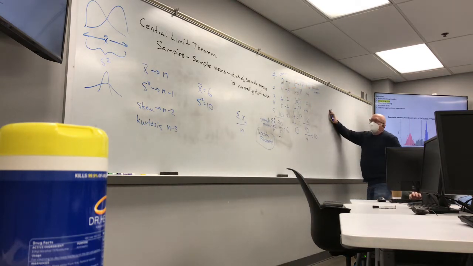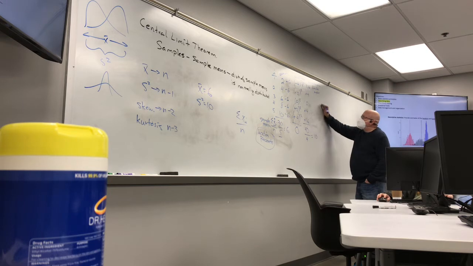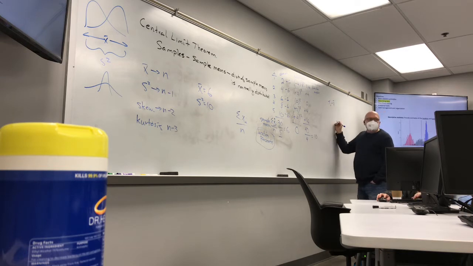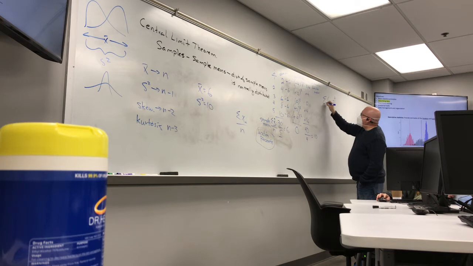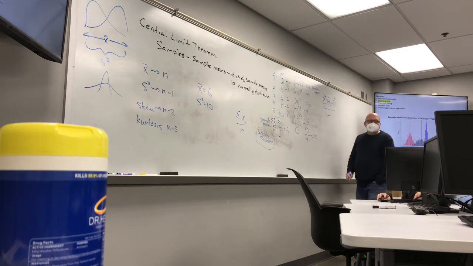What did we do to generate the sample variance? Well, we took each x value, we subtracted the mean from it, we squared it, and then we added all of that up from the first value to the last value, and we divided by the sample size minus 1.